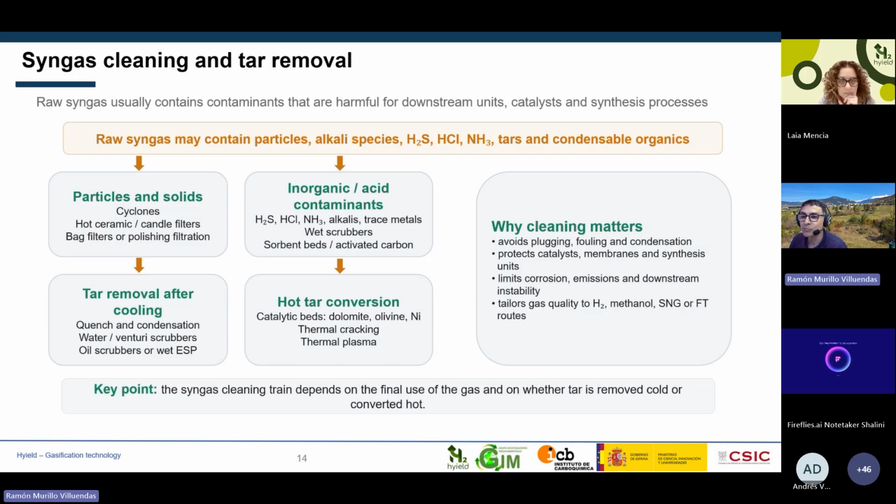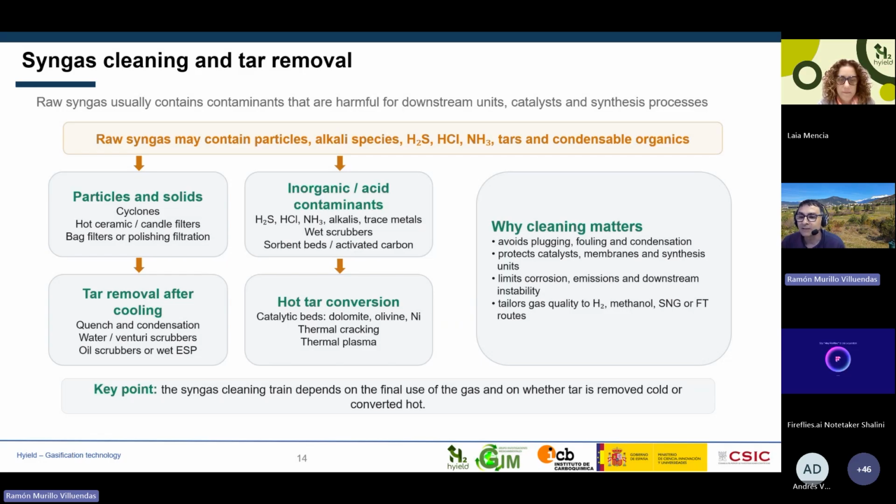At this point, it is important to remember that raw syngas normally contains particles, alkali compounds, sulfur, chlorine, and nitrogen-containing species, and of course, tars. These impurities are harmful for downstream processes because they can foul equipment, condense in lines, corrode materials, poison catalysts, and prevent synthesis or hydrogen purification.